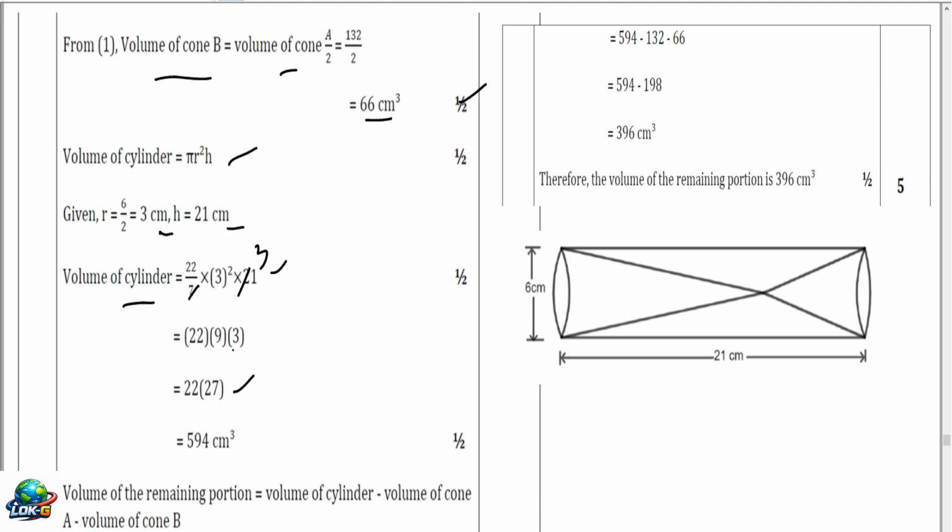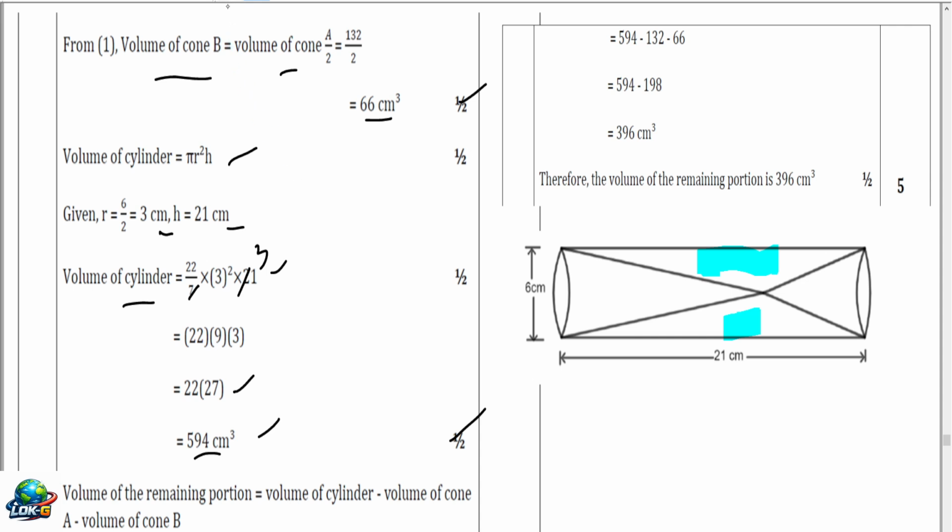9 3s are 27. On multiplication you will get 594 centimeter cube. Volume of the remaining portion is volume of the cylinder minus volume of cone A minus volume of cone B. And you have to find out the remaining area, that is, what remains after removing those.